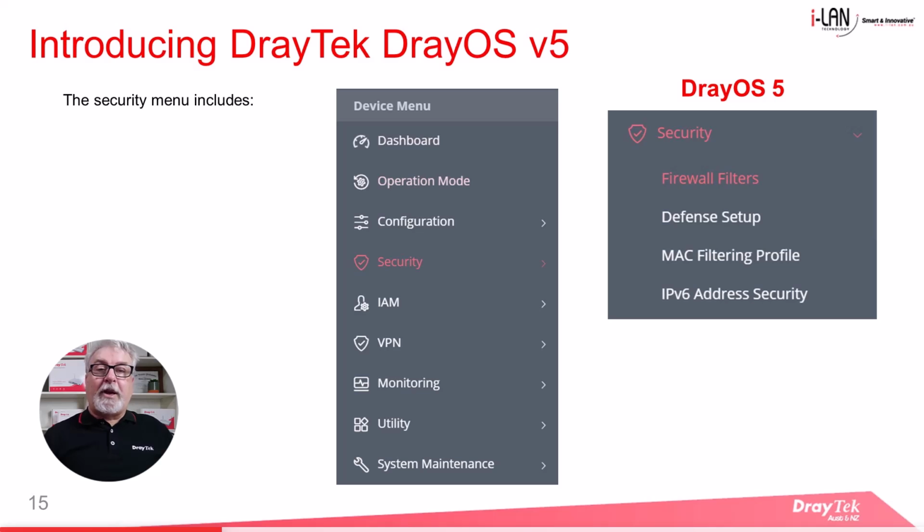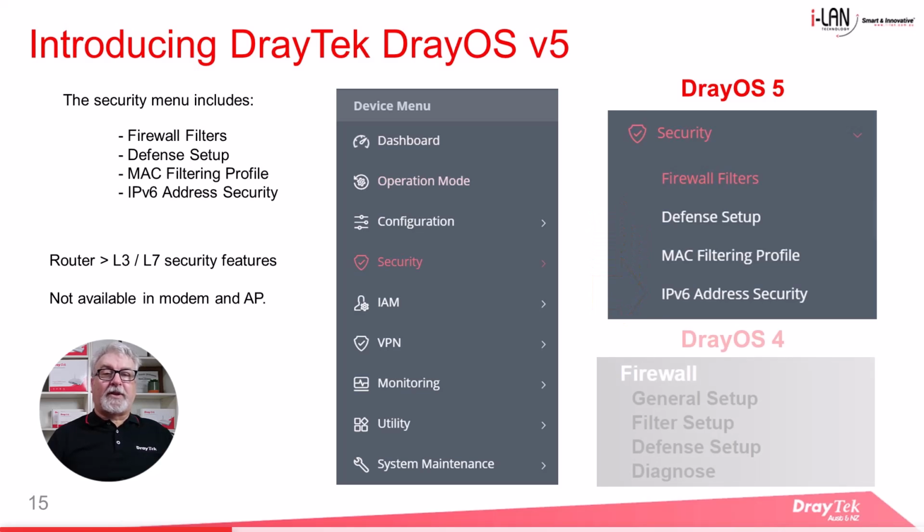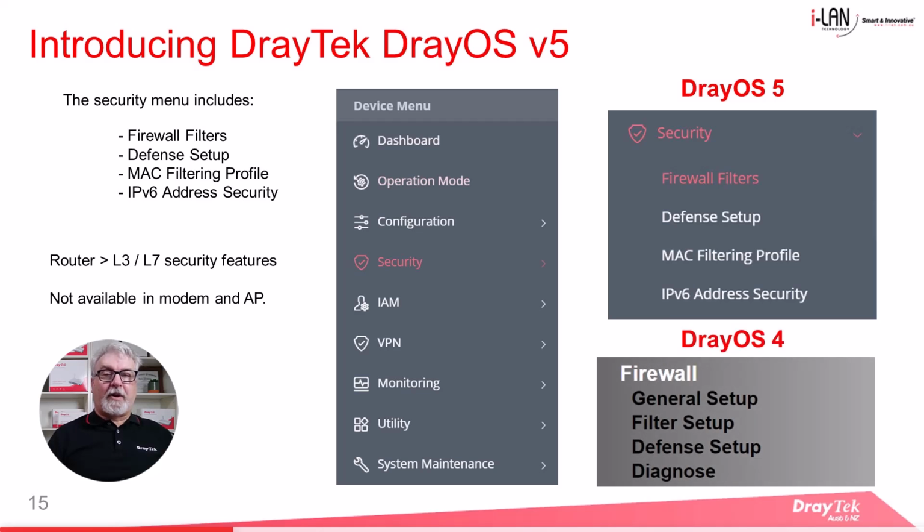The new security menu includes features that can enhance network security, providing layer 3 and layer 7 security features in a DrayTek router. It includes the firewall filters, defense setup, MAC filtering, and IPv6 address security. Most of these features were previously found under the firewall menu in DrayOS 4. The MAC filtering feature is an upcoming new feature in DrayOS 5 routers, building on the previous allow block list in DrayOS 4.